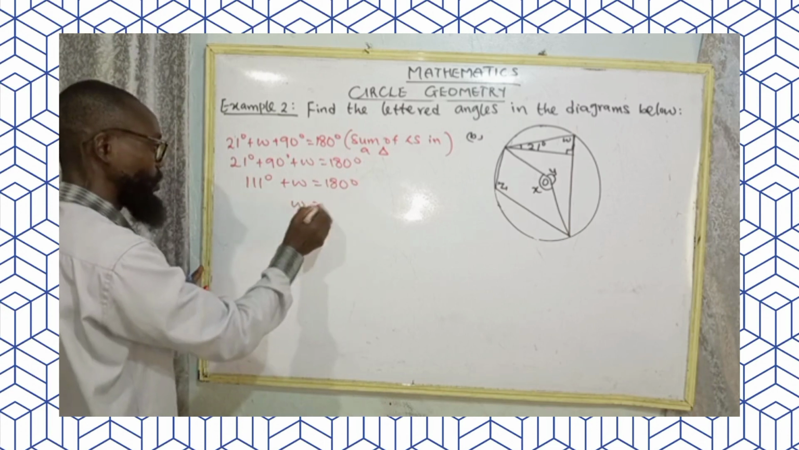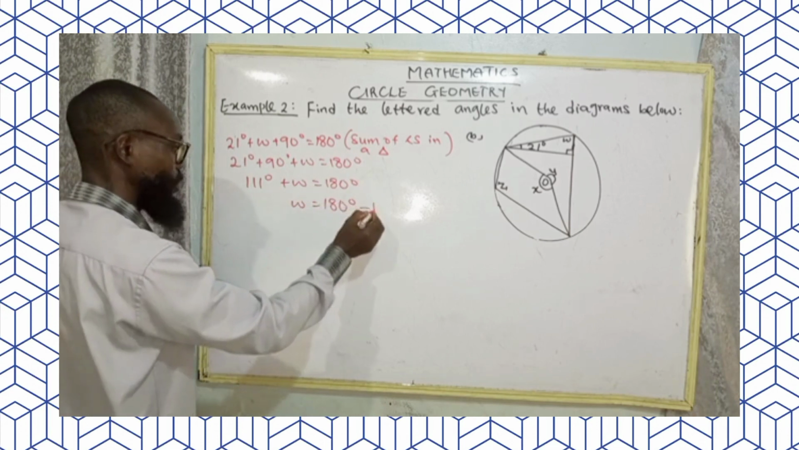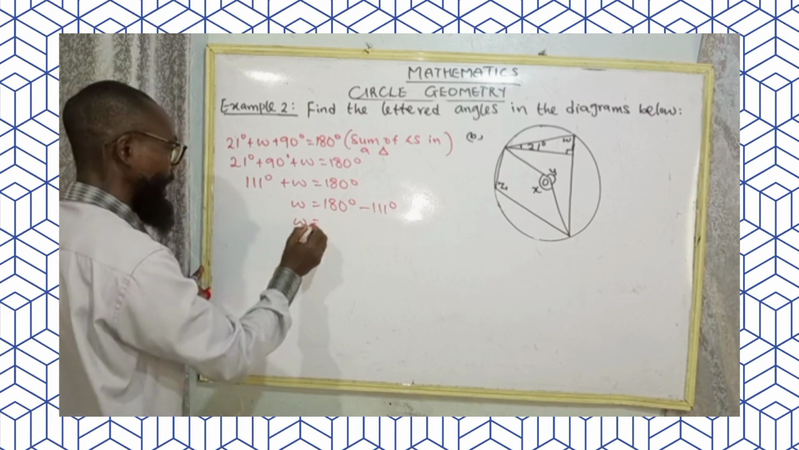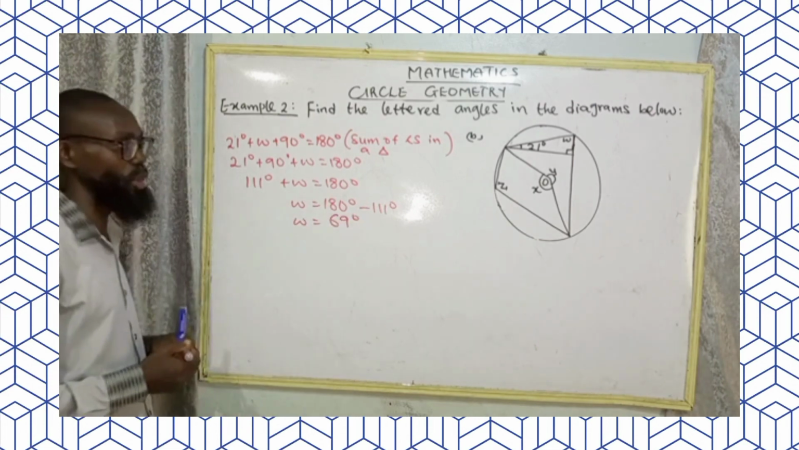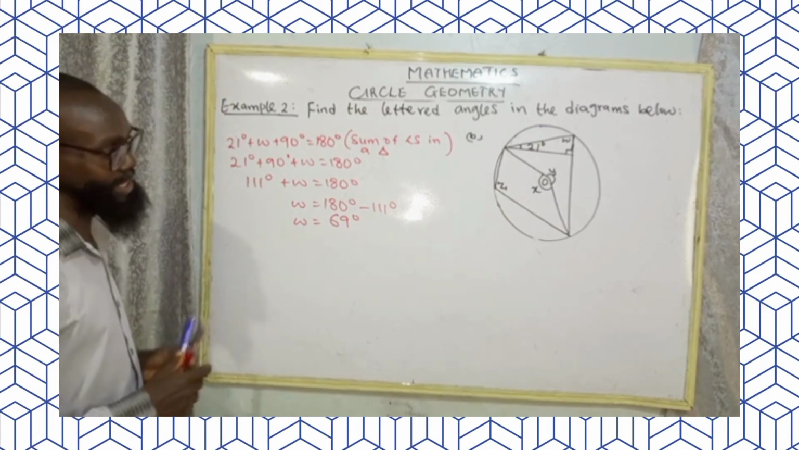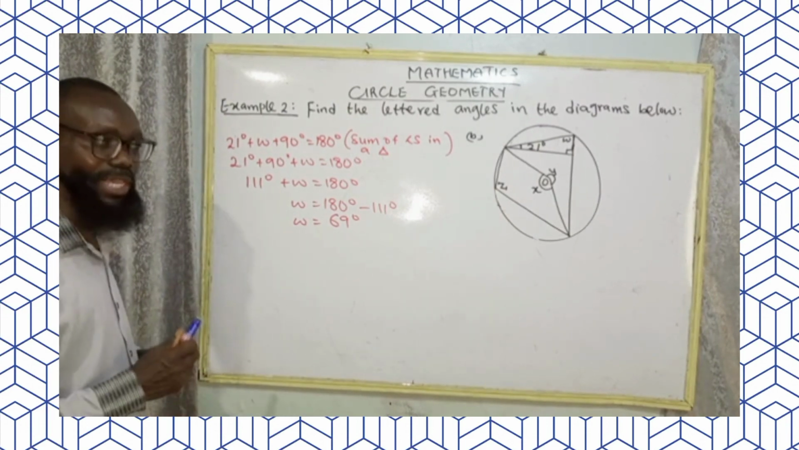So W equals 180 degrees minus 111 degrees. So what do we have? We have 69 degrees. So we've gotten the value of W to be 69 degrees. So it is now easy for me to get the value of X.